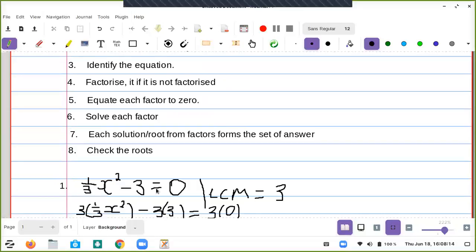Then you check again with what? 3. 3, multiply it twice. You are squaring it. You come up with 9. 9 times 1/3.